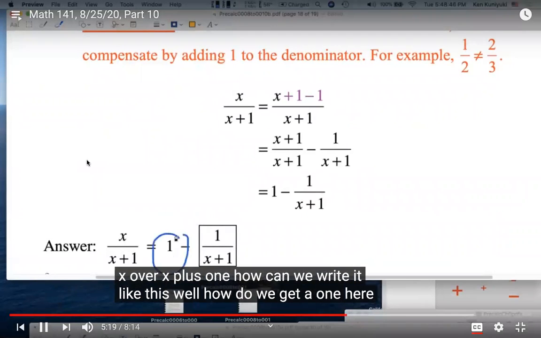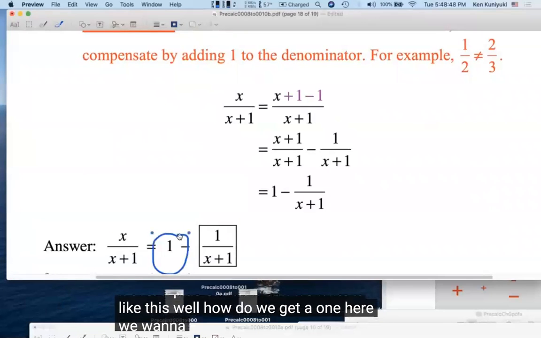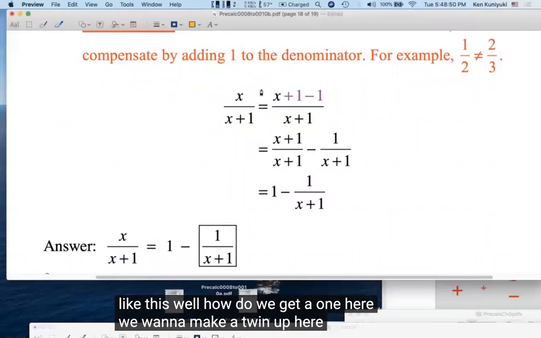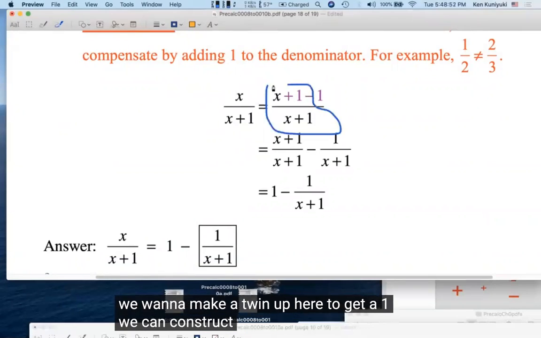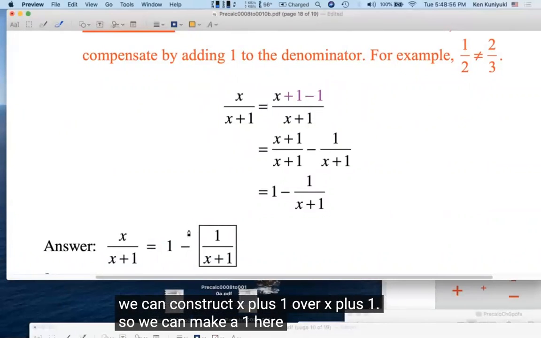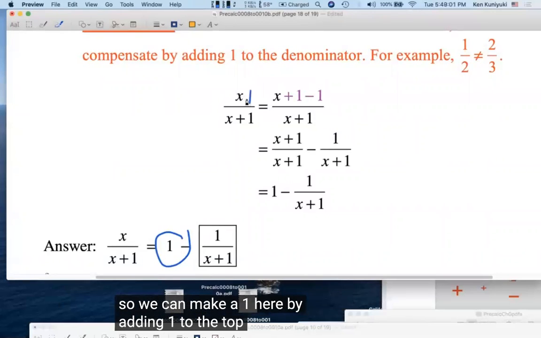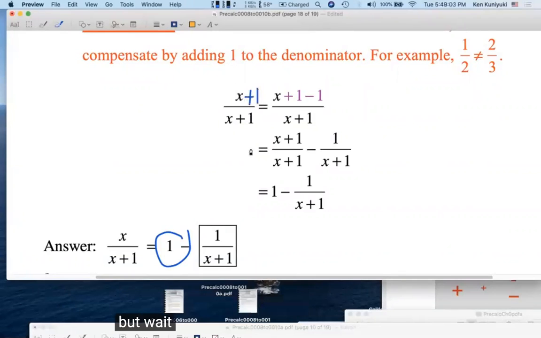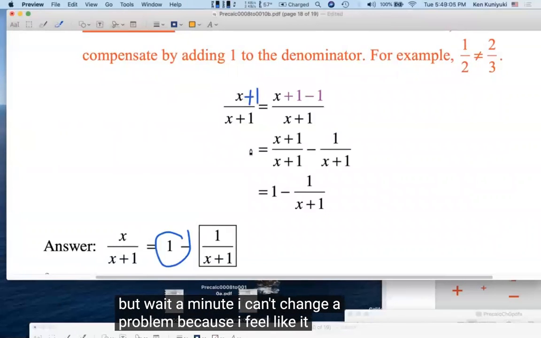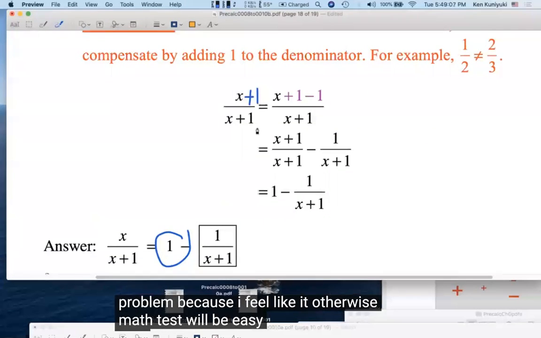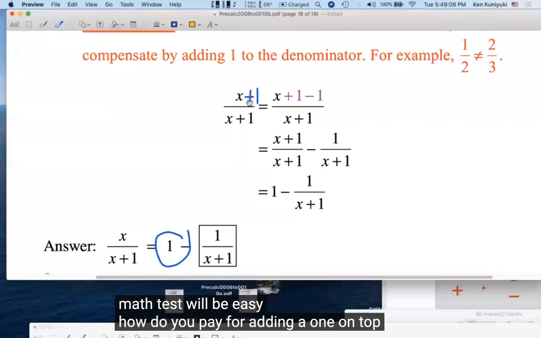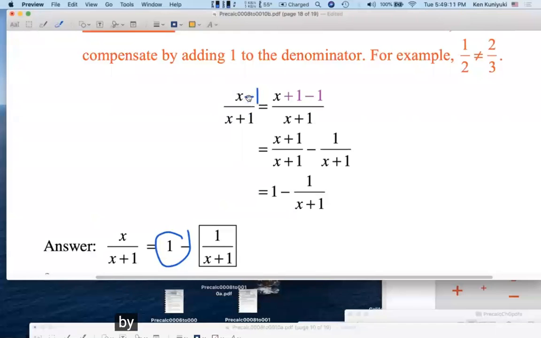Well, how do we get a 1 here? We want to make a 1 up here. To get a 1, we can construct x plus 1 over x plus 1. So we can make a 1 here by adding 1 to the top. But wait a minute, I can't change a problem because I feel like it. Otherwise, math tests will be easy. How do you pay for adding a 1 on top? By subtracting a 1 also on the top.